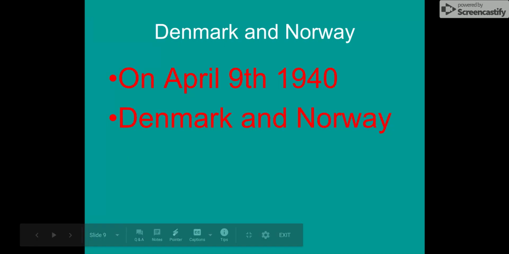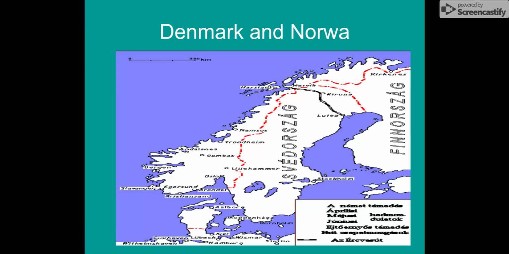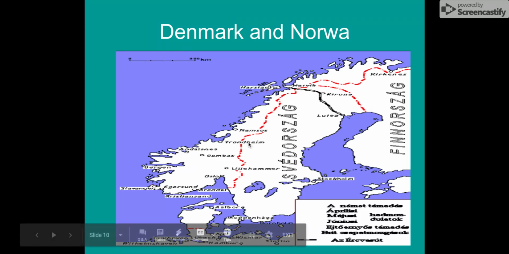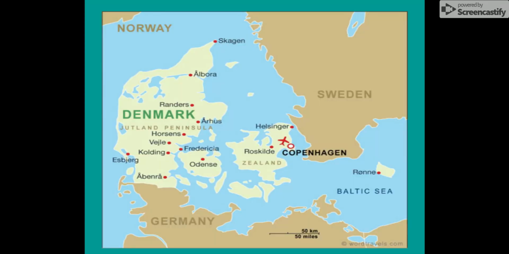But on April 9th, 1940, Denmark and Norway will be invaded. And you can see there is Norway, and here's Denmark. Yes, I've been to both of them. You see how Denmark's just islands.